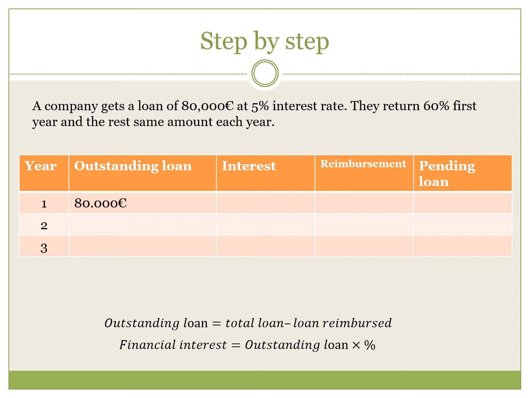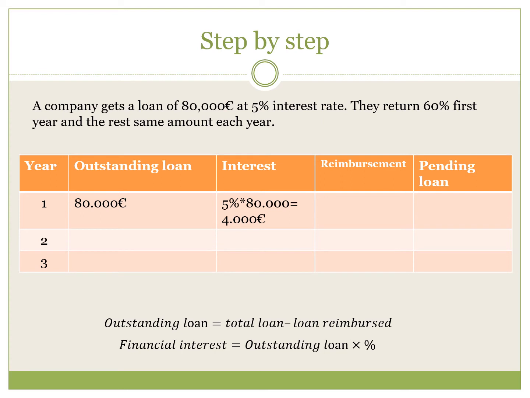So we calculate outstanding loan as total loan minus loan reimbursed. And we calculate the financial interest, as I told you before, with the outstanding loan multiplied by the percentage. And this percentage, in this case, is the 5%, the interest rate. So there we go. First thing is calculating the interest. So we do the 5% of 80,000 and we get the financial interest for year number 1.